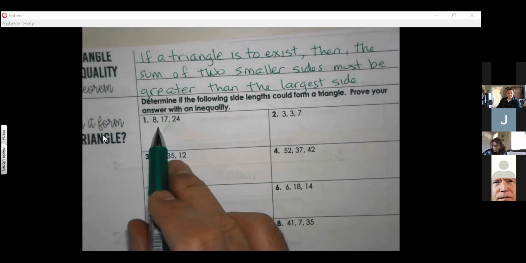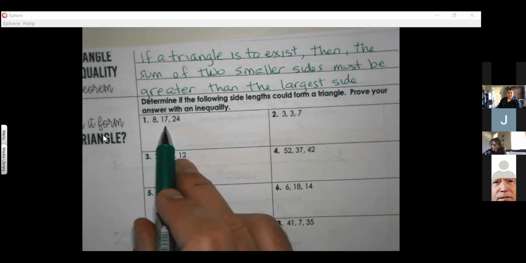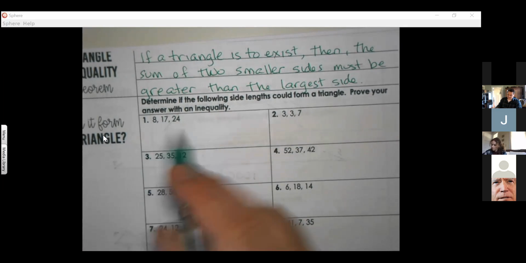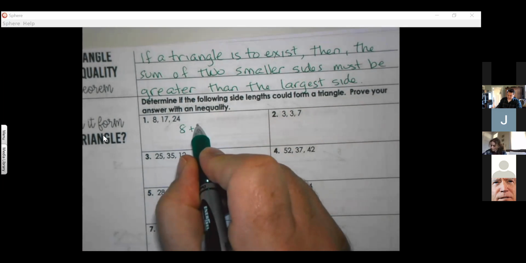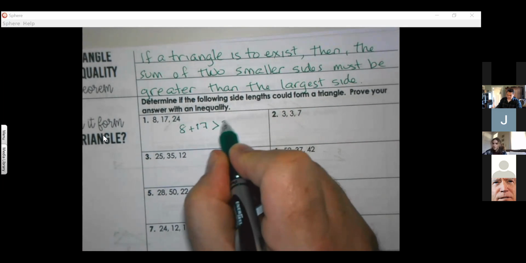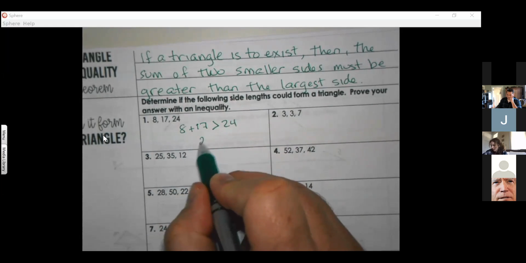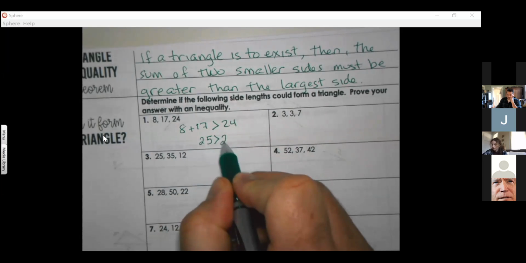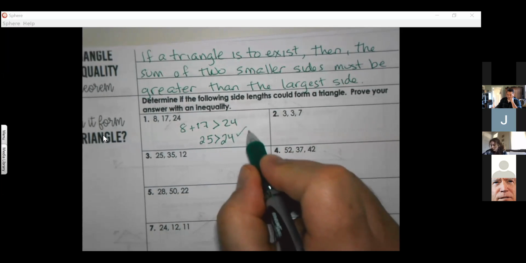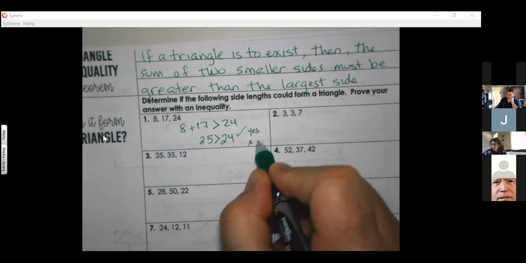So, which are the two smaller sides here? So I need 8 plus 17 to be greater than 24. Does that work? 8 and 17 is 25. That is greater than 24. So we can say, yes, it is a triangle.